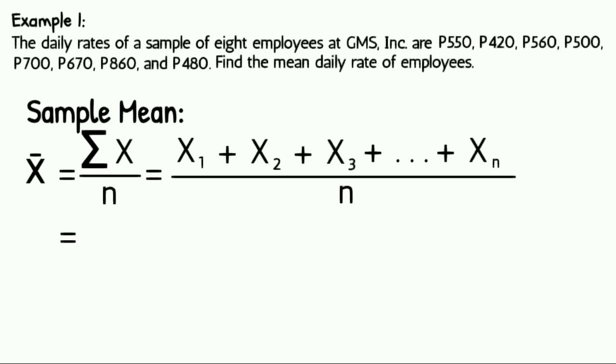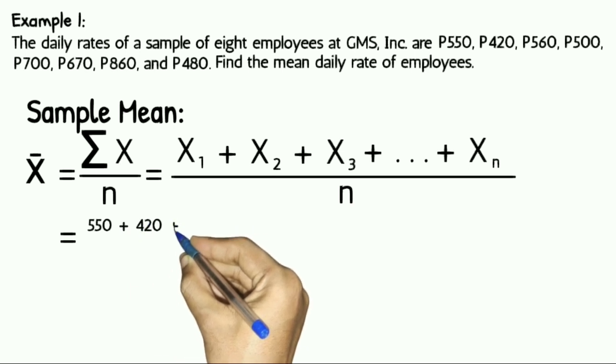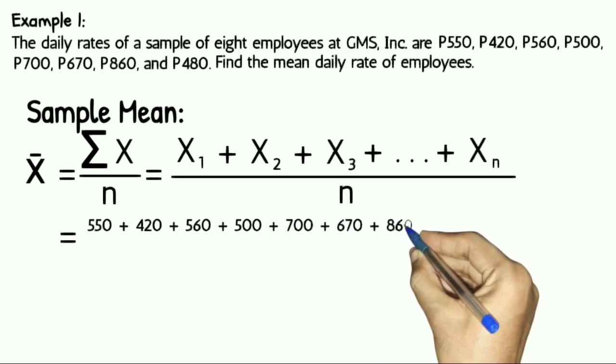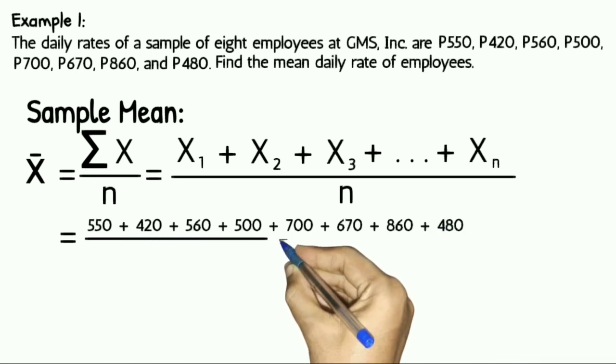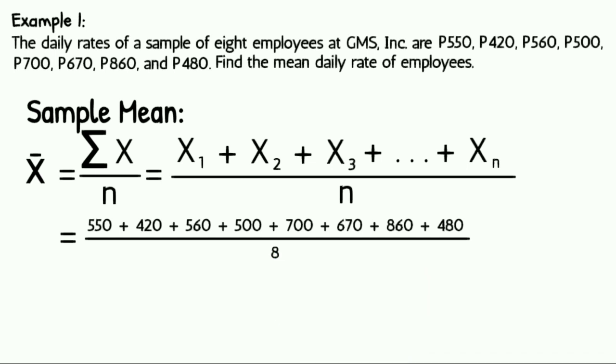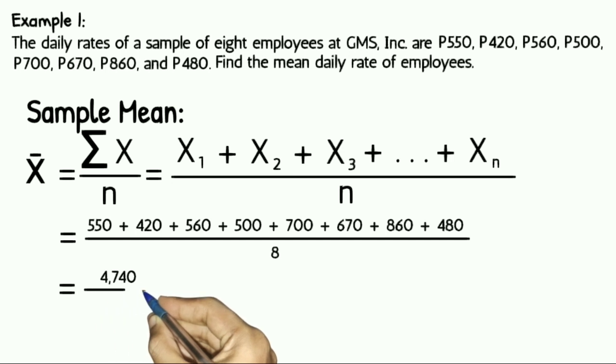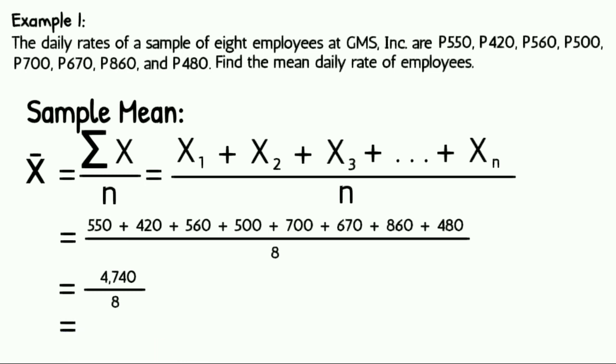So the sample mean is equal to 550 plus 420 plus 560 plus 500 plus 700 plus 670 plus 860 plus 480 over 8. 8 yung n natin kasi we have 8 values in our data set. 550 plus 420 plus 560 plus 500 plus 700 plus 670 plus 860 plus 480 is equal to 4,740 over 8, which is the total number of values in the sample. 4,740 divided by 8 is equal to 592.50.